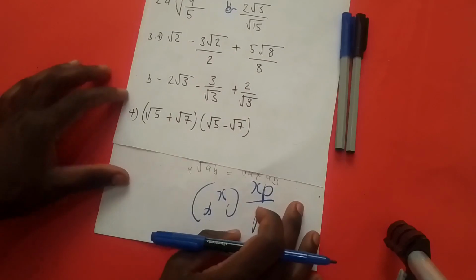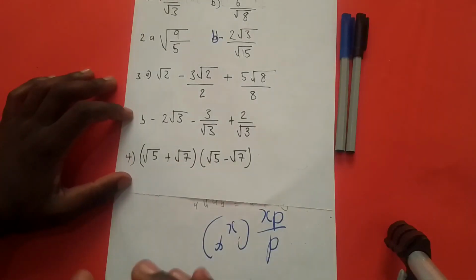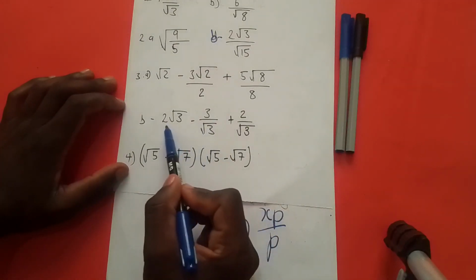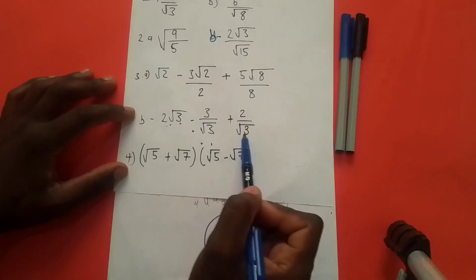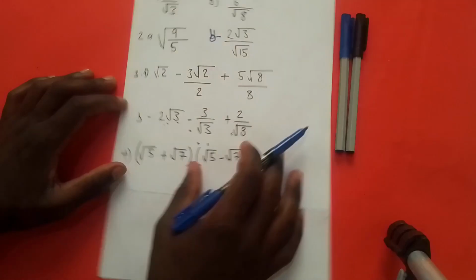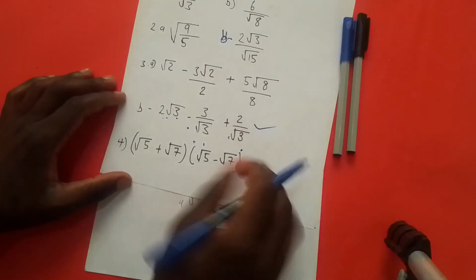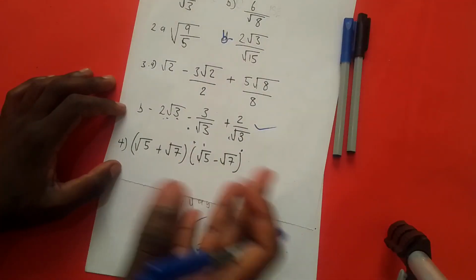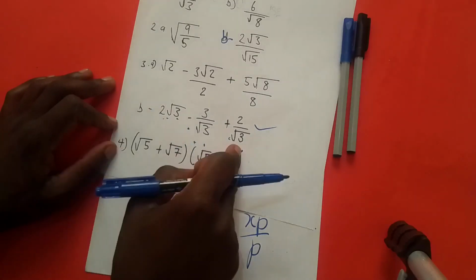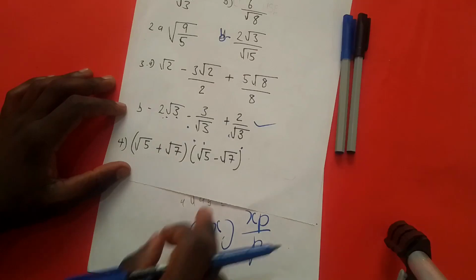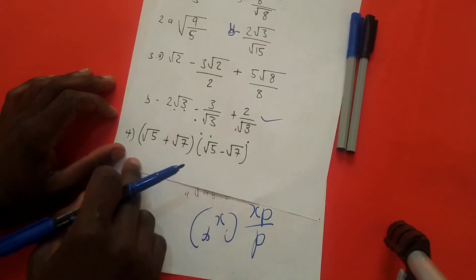The next question, which is number 3b, which is 2 root 3 minus 3 over root 3 plus 2 over root 3. So therefore you do this as practice. Therefore we're going to skip 3b and move on to question 4, right? You can just do that as practice. It's just the same with the one on top. Okay, so we're moving on to question 4 now.